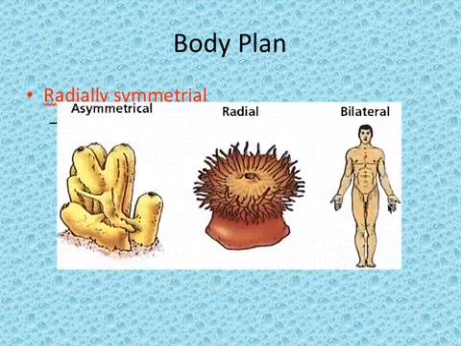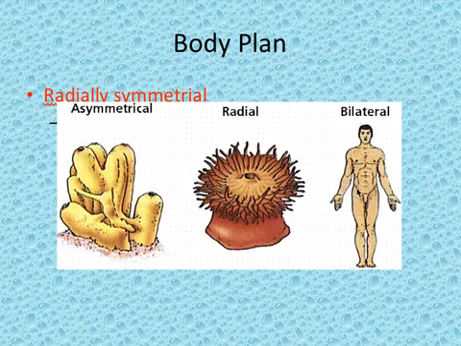This is different from sponges who don't have any symmetry, and then humans and other animals that are bilaterally symmetrical, meaning there's only one way you can cut the body in half and have the two sides the same. So cnidarians are radially symmetrical. You can cut them in half any way, and the two parts are the same.